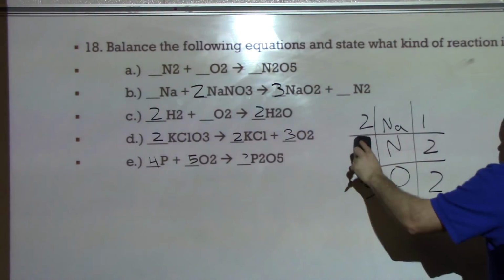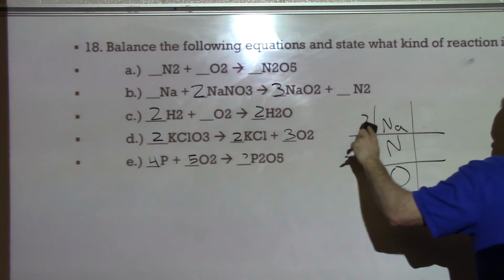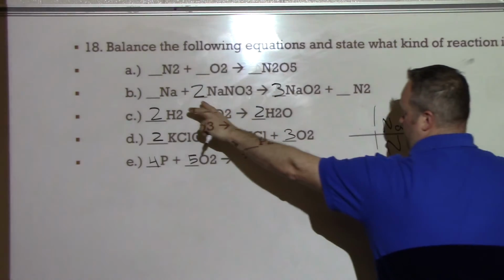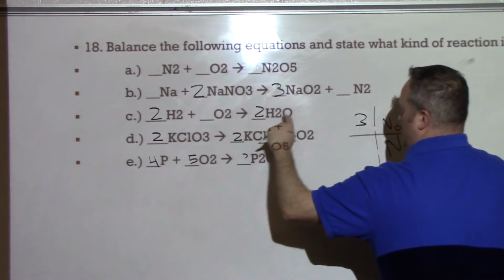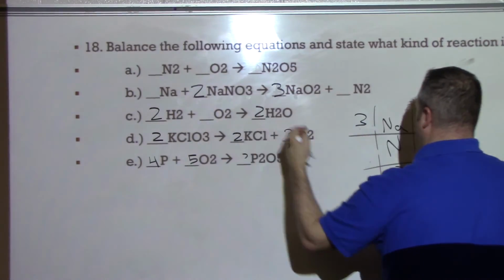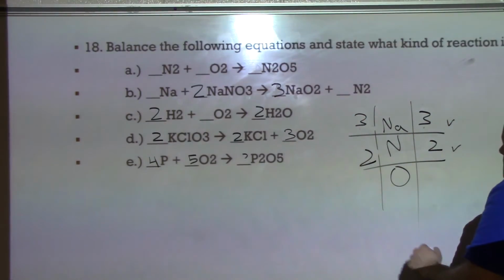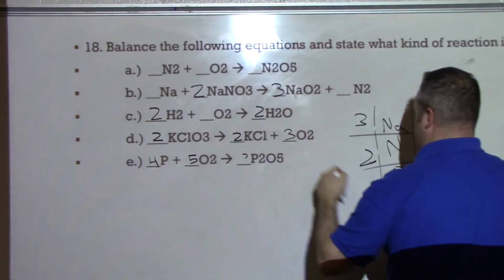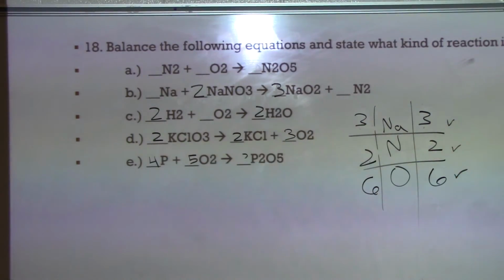And then I'm going to reevaluate what I have for my number of atoms. So I have a total of 3 of those sodiums. Over here I also have 3, so that's good, that worked out. I have 2 nitrogen. Over here I have 2 nitrogen, so those 2 are already balanced, that's good. Then I have 2 times 3, which is 6 oxygen, and then 3 times 2, which is also 6 oxygen. So my equation is now balanced.